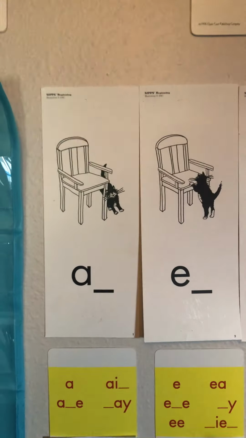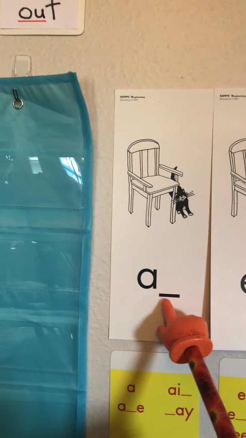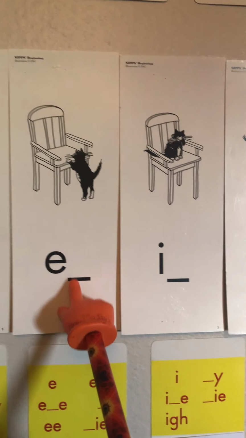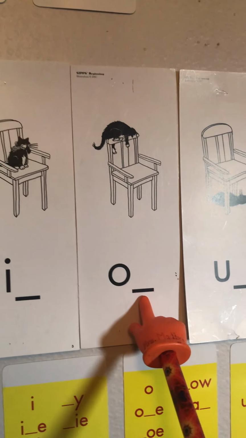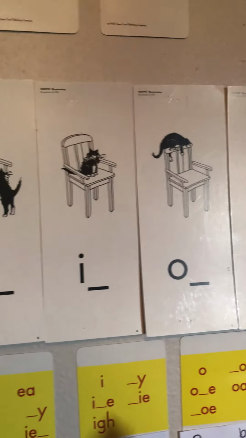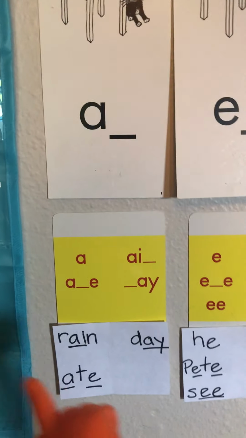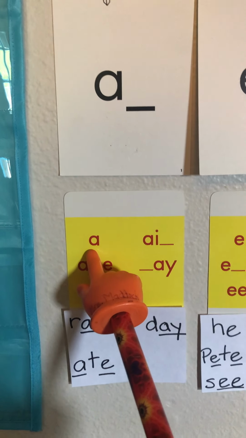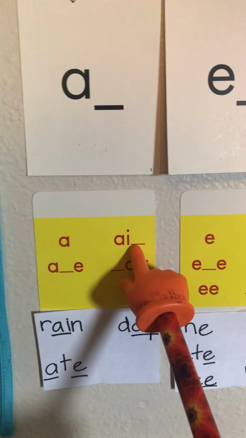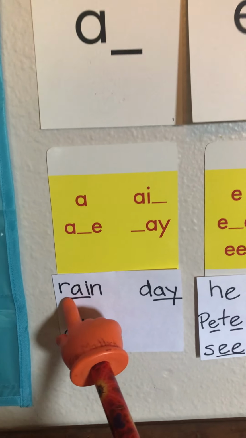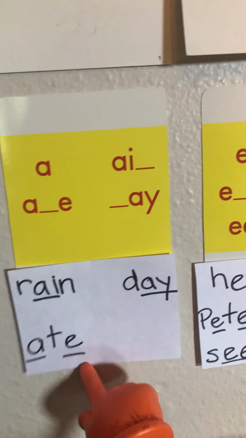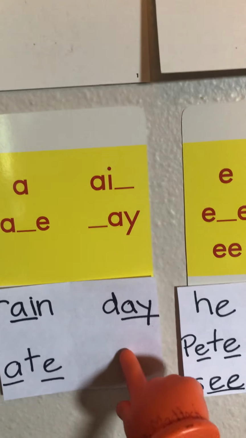Now, you know that for long vowels, the letter says its own name. So long vowels are A, E, I, O, U. There are different ways to spell the long vowel sounds, so we're going to look at those. For long A, we can spell it with just an A by itself; A-I, like in rain; A-E, like in ate; A-Y, like in day.